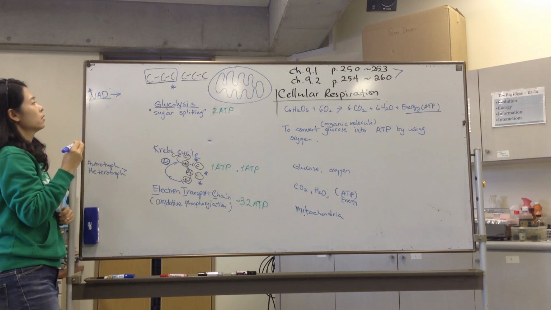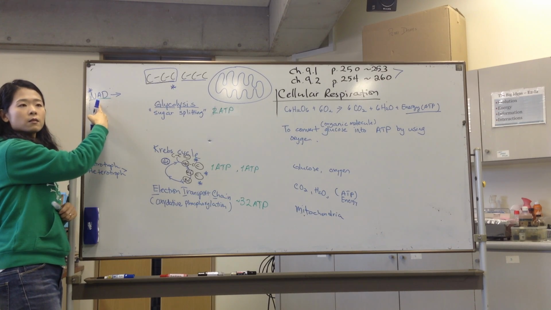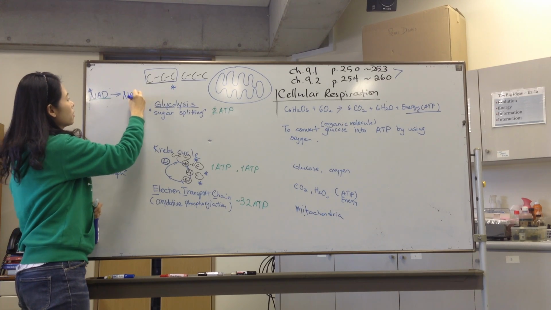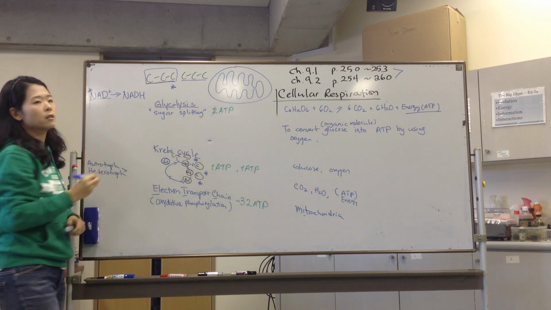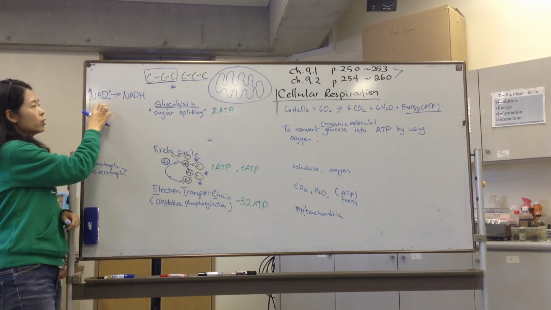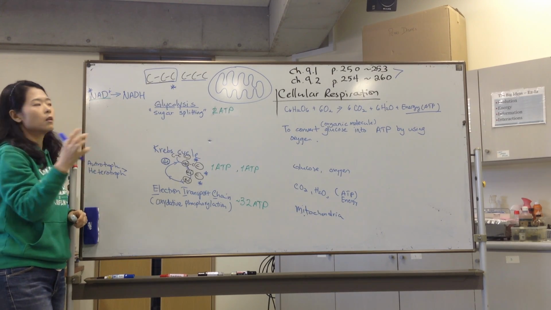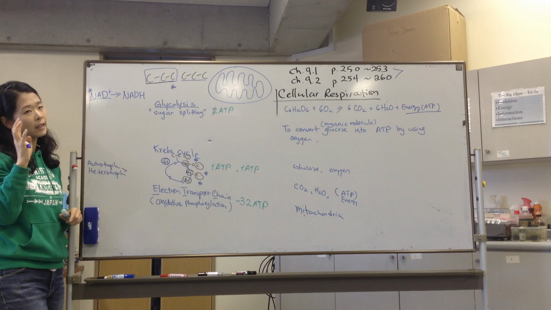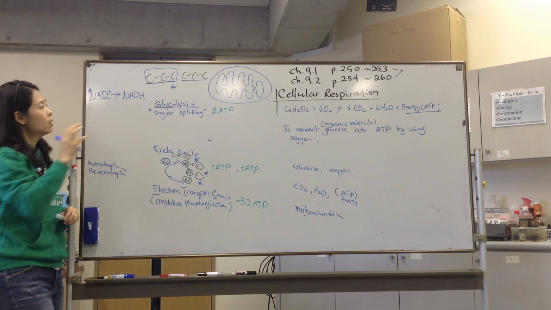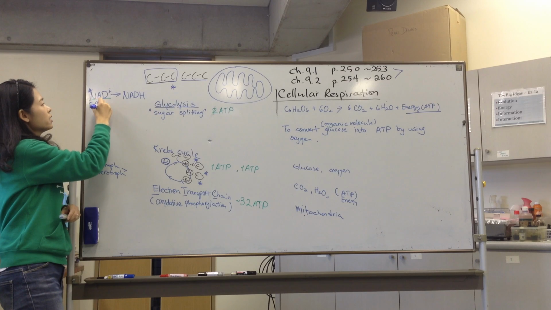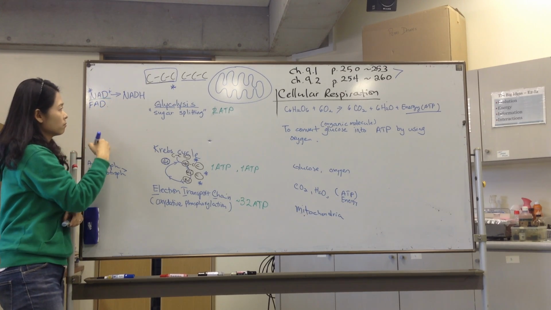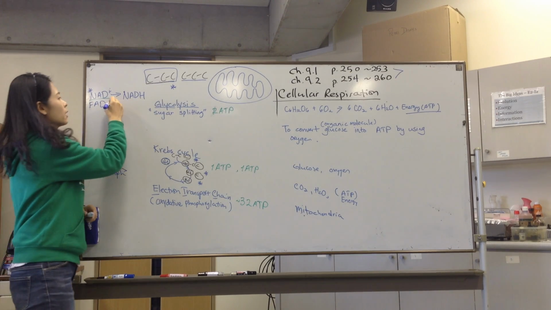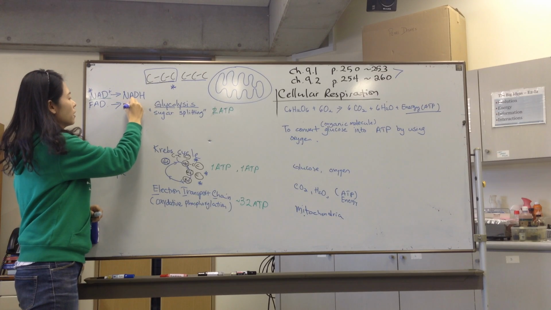NAD, with electrons, when it has picked up electrons, is called NADH. Actually there's a plus sign. It picks up electrons and hydrogen ions, becoming NADH. There is a cousin carrier to NAD called FAD. Sorry, I always forget FAD. And with electrons, it's called FADH2.